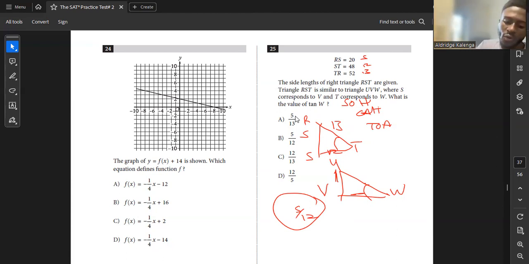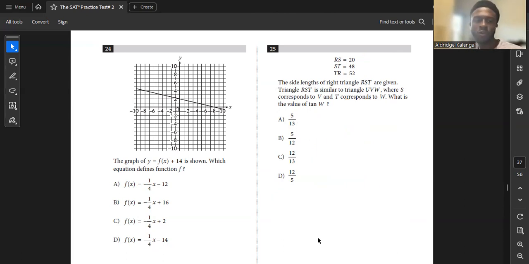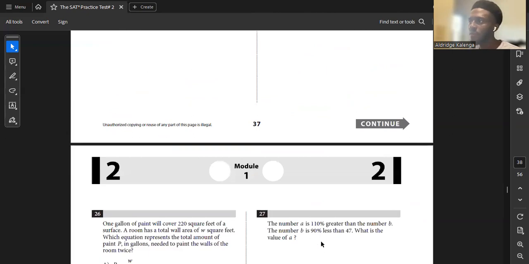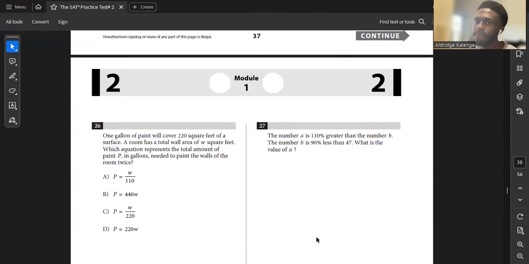Okay. So we are looking at our last two. Let me know what you guys think for this one. Okay, so everyone is okay.